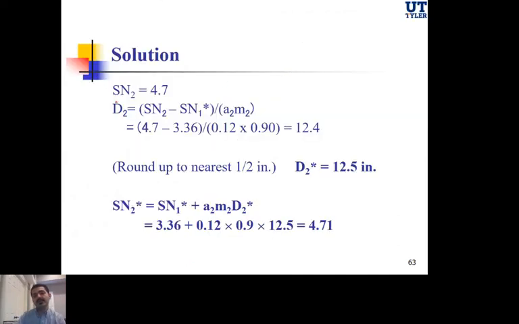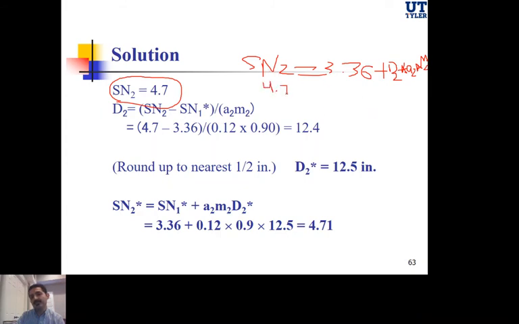That's why here SN2 is actually, again, remember, coming from both. So it's the top layer, which was again 3.36. This is SN1 plus D2 times A2 times M2. So SN2, this is the 4.7, and this is 3.36 plus D2, that's the unknown, times A2, we got it previously, it was 0.12, times M2, which is 0.9.